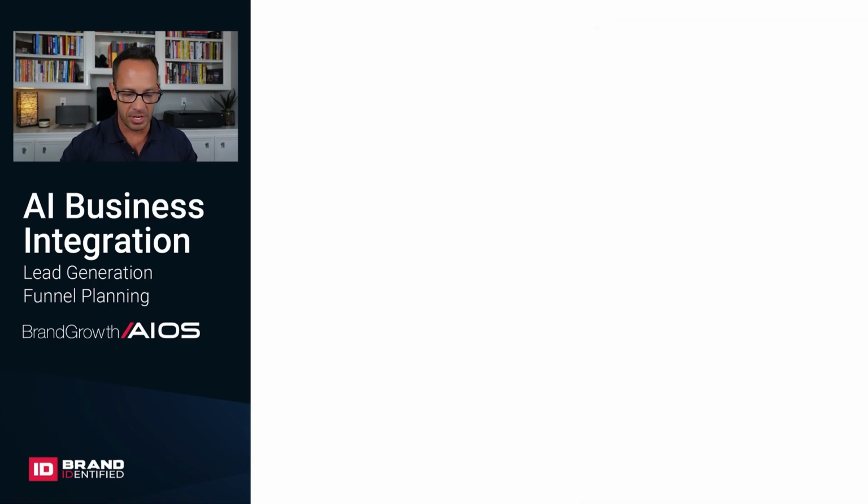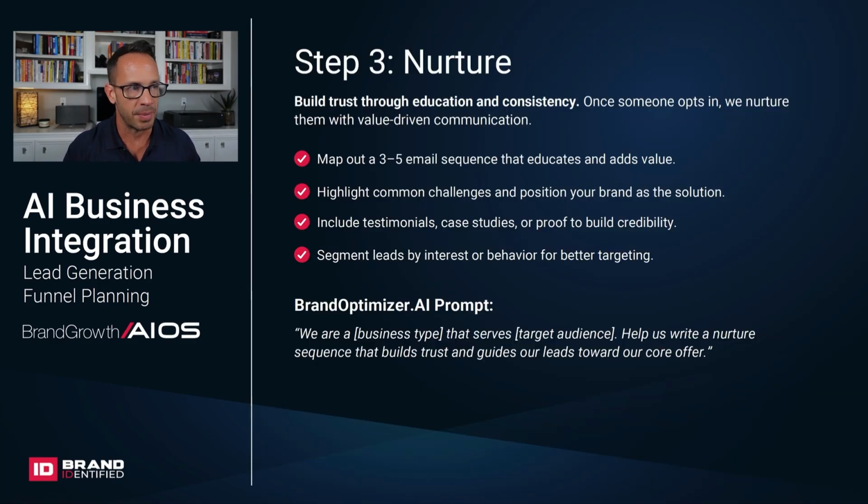Moving on to step number 3, and that is nurture. Build trust through education and consistency. Once someone opts in, we need to nurture them with value-driven communication. So map out a 3 to 5 email sequence that educates and adds more value. Highlight common challenges and position your brand as the solution. Include testimonials, case studies, or proof to build credibility, and segment your leads by interest or behavior for better targeting. And then I've given you another BrandOptimizer.ai prompt for step number 3.